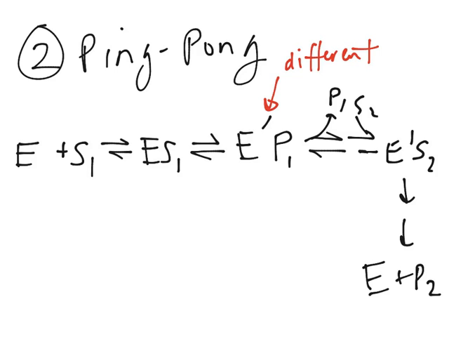So for example, we could be talking about transfer of a functional group from substrate 1 onto the enzyme, and then from the enzyme onto substrate 2. So that would be an example of a ping pong mechanism. So in this case, there's been no formation of a ternary complex. So we can use double reciprocal plots to identify if we have a sequential or a ping pong mechanism, and they end up looking something like this.